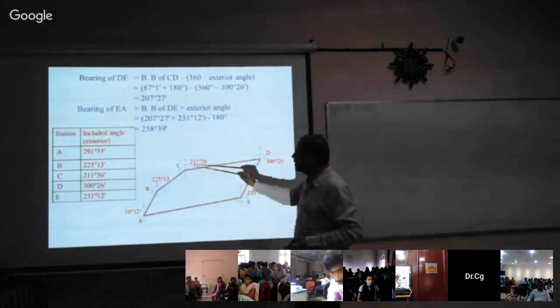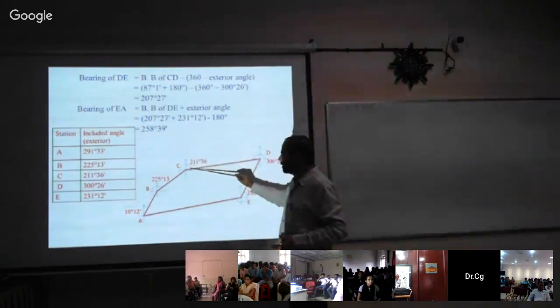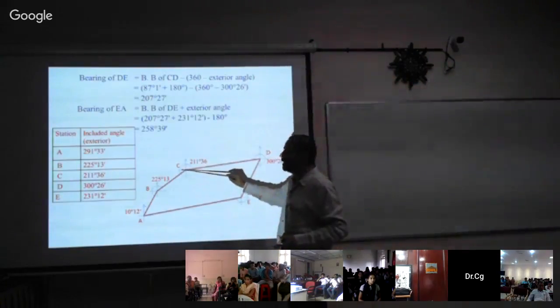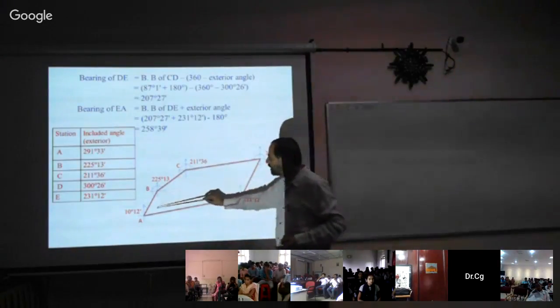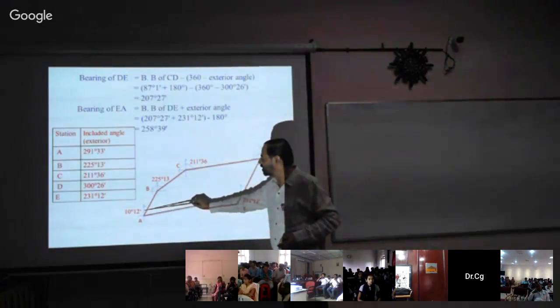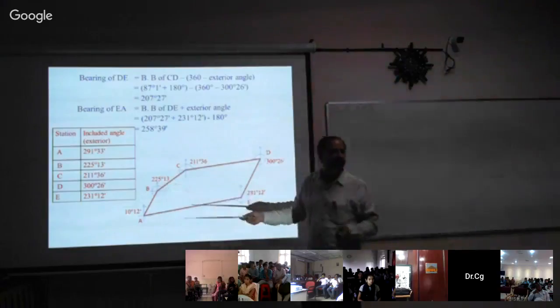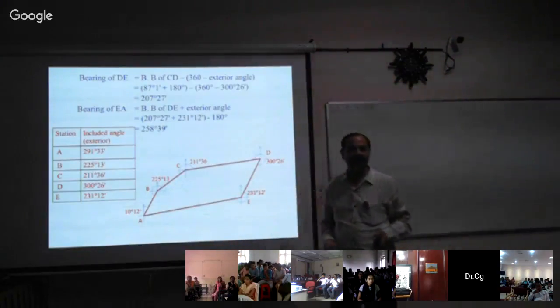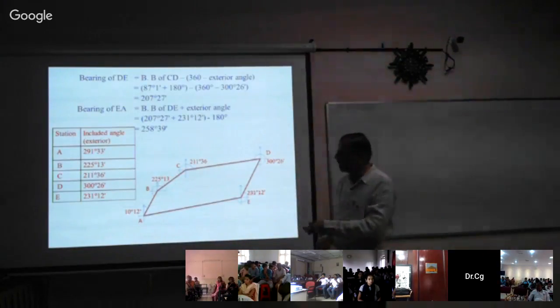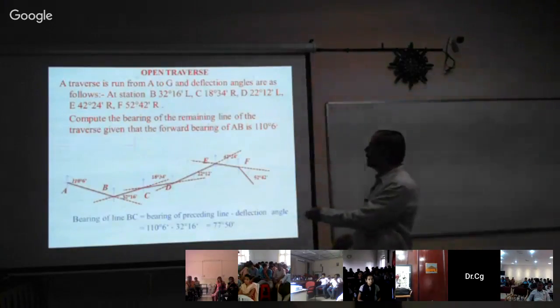Remember, this is north 0, and 90, 180, then 270, 360. Some may ask: when this angle is given, and this is also given, are we not able to calculate the bearing of this line? We can calculate it with simple arithmetic, simple addition and subtraction. Okay, so this is one problem.